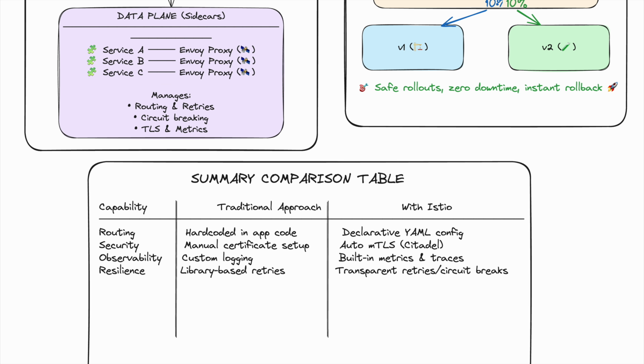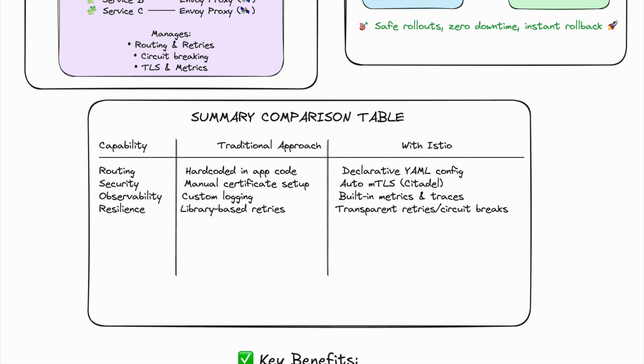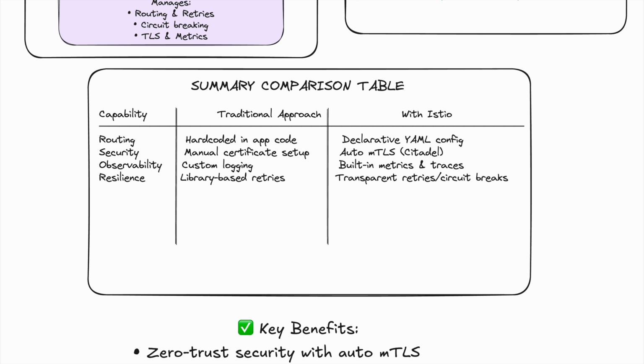If we compare what we had and what we have after introducing Istio in our microservices system, let's take four parts: routing, security, observability, and resilience. For the routing, before, we had hard-coded values in each application. We have replaced that with a declarative YAML config. For the security, we had to change the certificate manually. For that, we now have automatic TLS certificate changes. We are using Citadel for it.